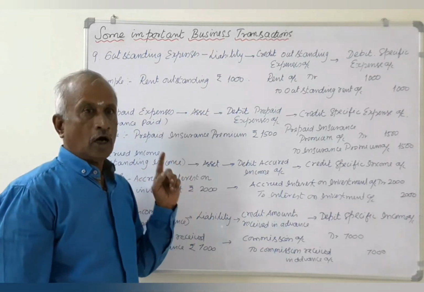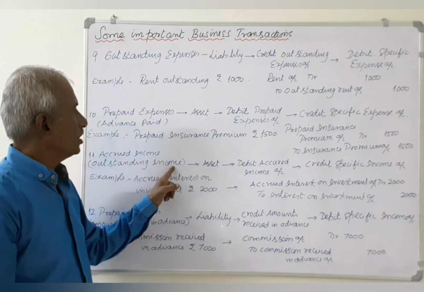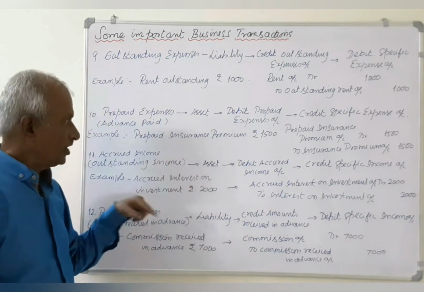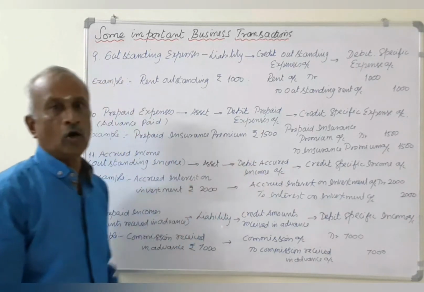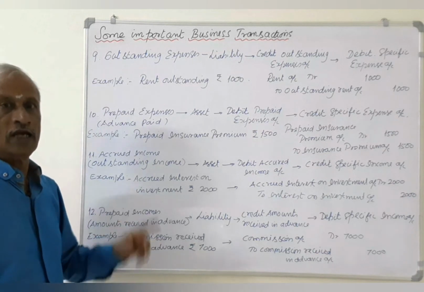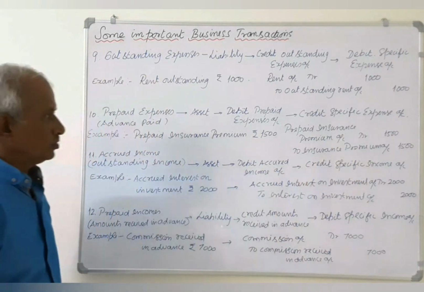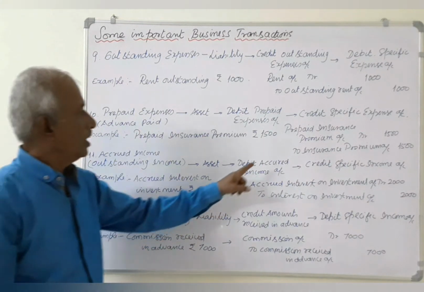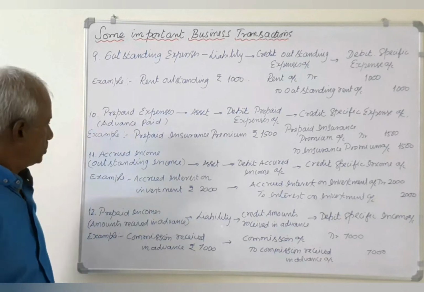Incomes are always credited. So outstanding income is debited. The other way is it is an asset. So debit accrued income account, because all assets are debited. Credit specific income account. So the journal is accrued income account debtor to specific income account.